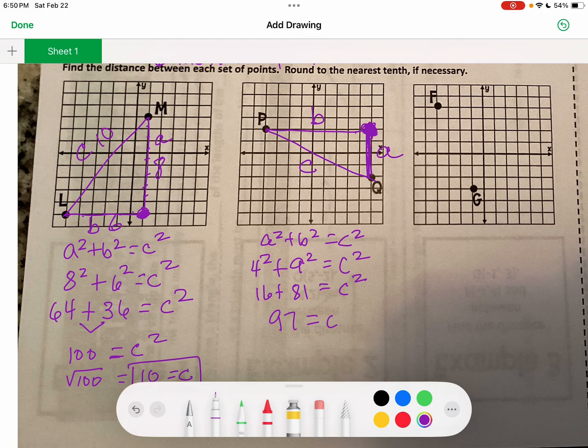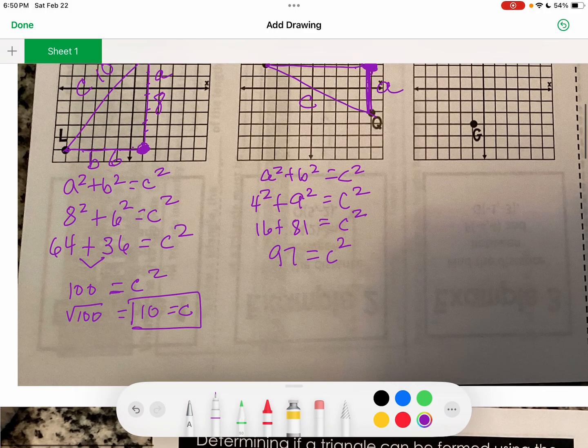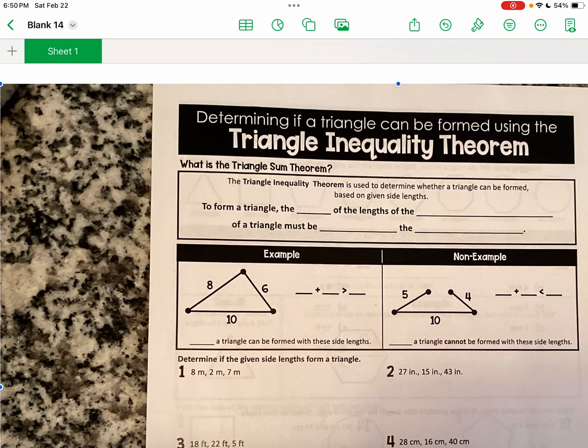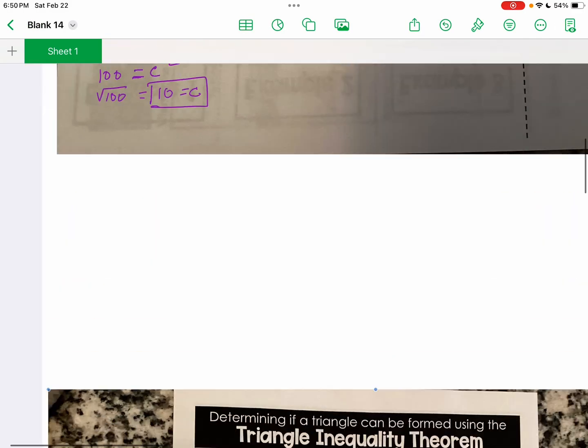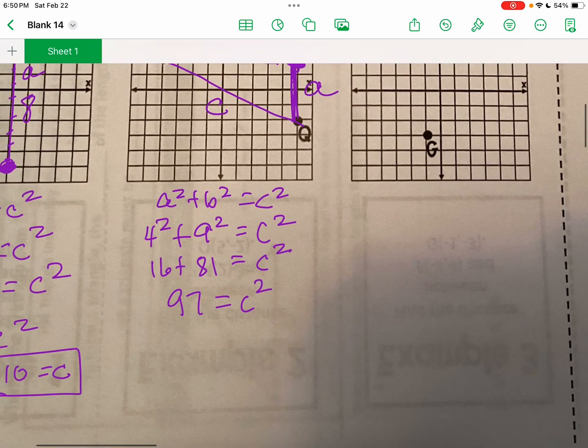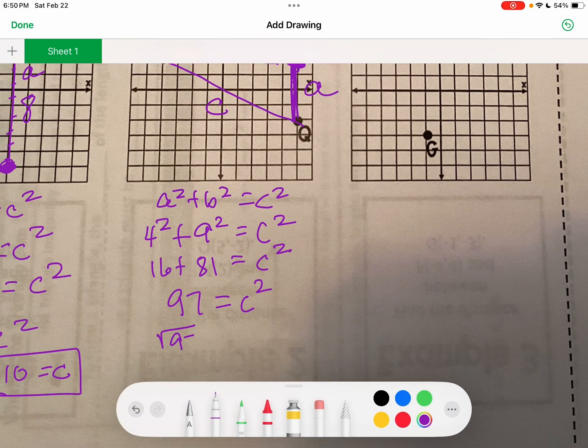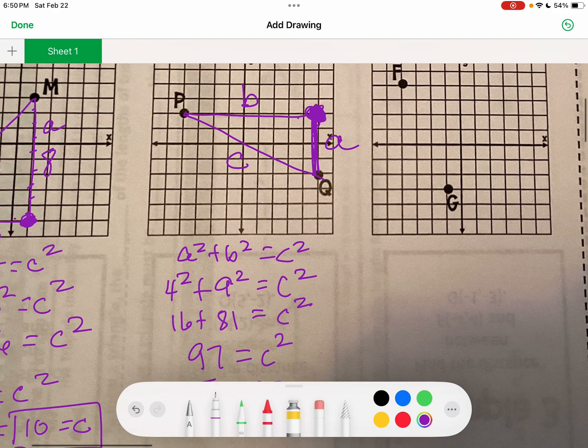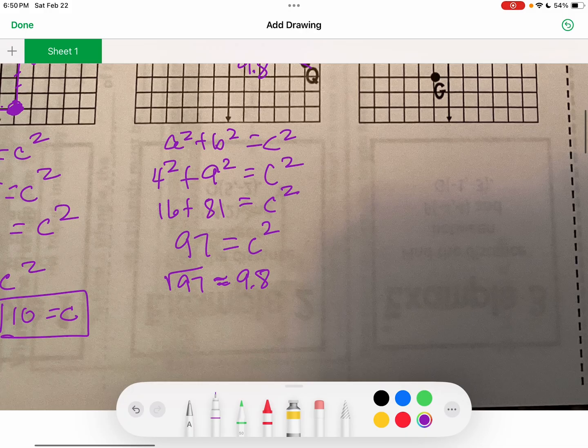And I know some of you are like, uh-oh, Miss Manning, that's not a perfect square. You're exactly right. You're going to have some decimals. But I know that in order to find my answer for this one, I'm going to find the square root of 97. And when I plug the square root of 97 into my calculator, I get that it's about 9.8. Does it make sense that this would be about 9.8? And it does. And so that's going to be my answer, about 9.8.